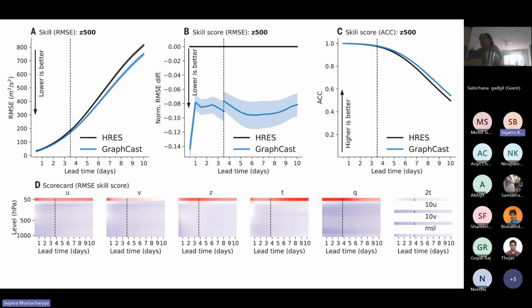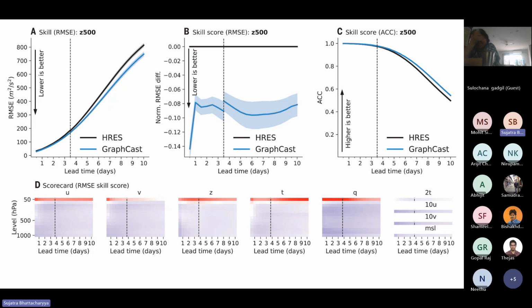Similarly, we are looking at what's called the anomaly correlation, which is like the gold standard to check if a model is doing better. That is for 500 hectopascal geopotential, global. So you find that GraphCast does much better than ECMWF. So this is what we are showing.